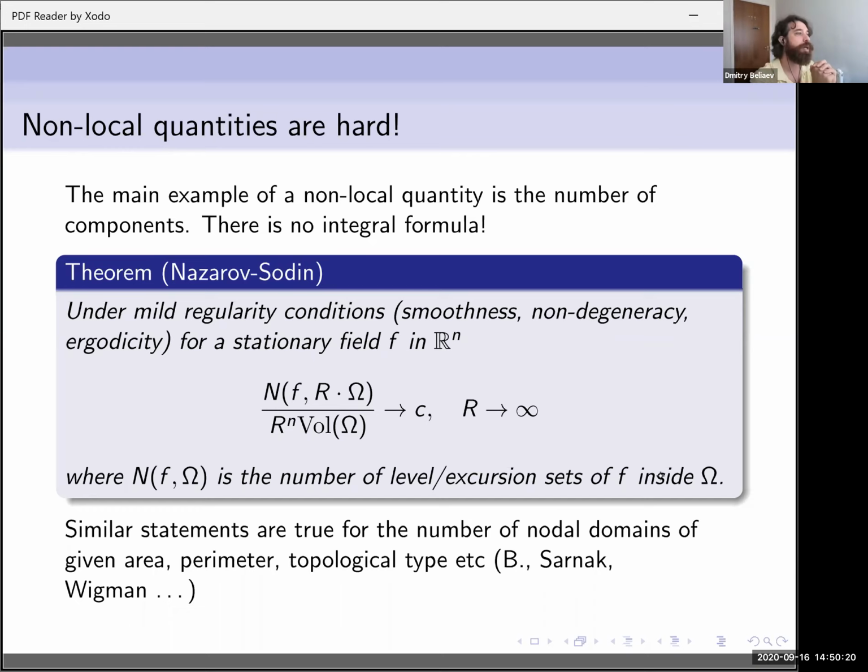So this is a very nice result. And then this result was generalized. If instead of the number of components, you look at, for example, the number of components with, I don't know, a given perimeter, or with a given area, or with a given topological type, well, basically, whatever you want, the same result is true.